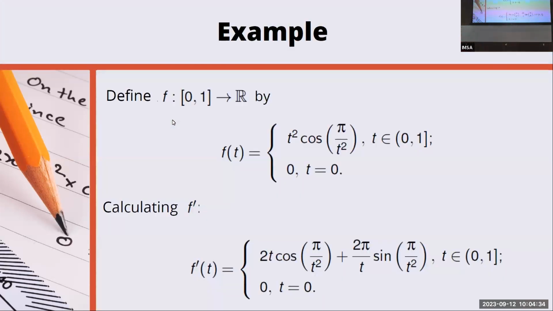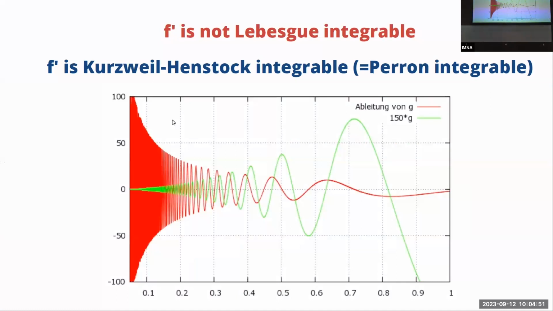And here is one example just to see. Here we have this type of function, and this function is given by these two equalities. It's possible to calculate the derivative of this function, and what we see is that the derivative is a very highly oscillating function. So this is not a Lebesgue integrable function, but it is Kurzweil-Henstock integrable, and also Henstock integrable, because both are equivalent.